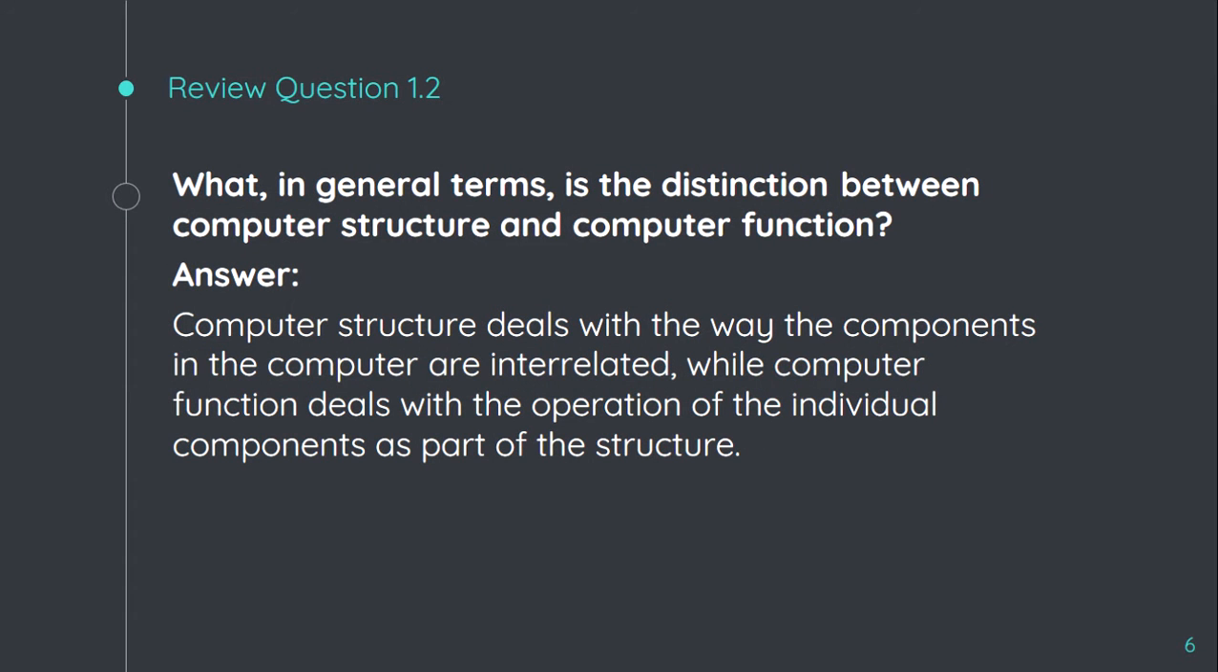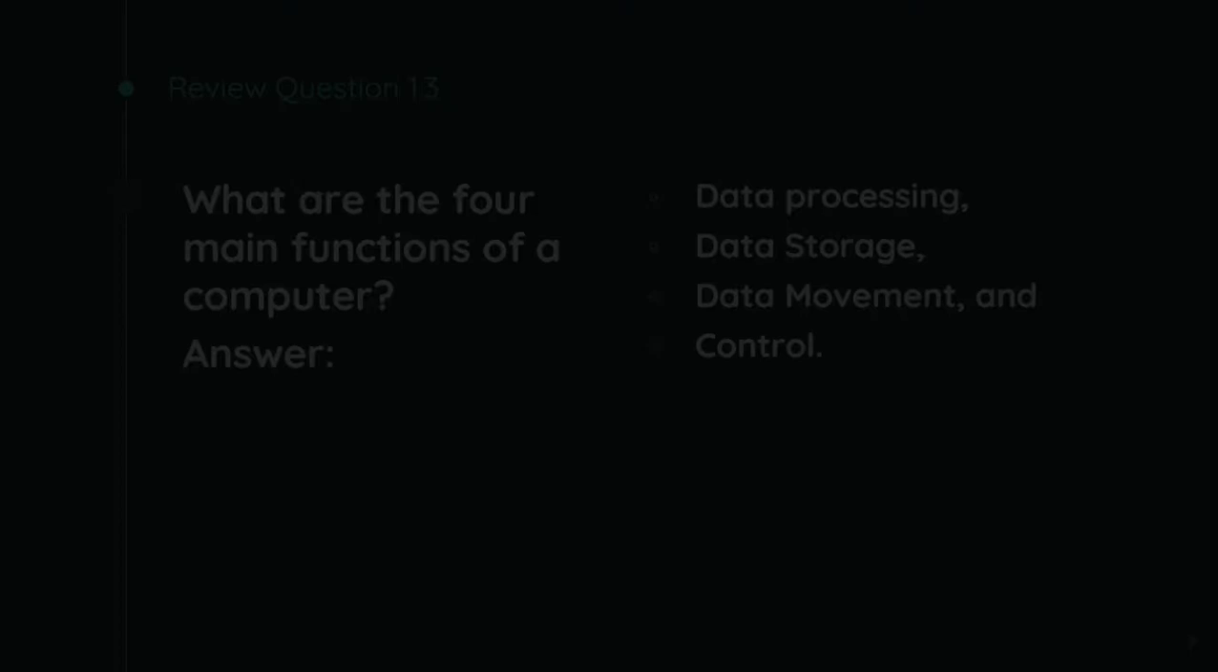Review question 1.2. What in general terms is the distinction between computer structure and computer function? The answer is computer structure deals with the way the components in the computer are interrelated, while computer function deals with the operation of the individual components as part of the structure.